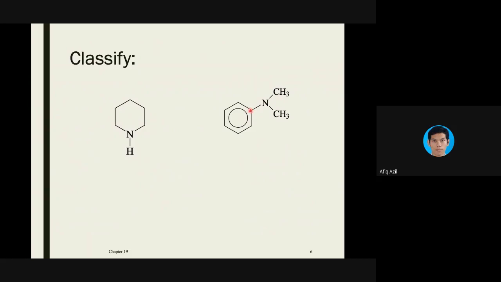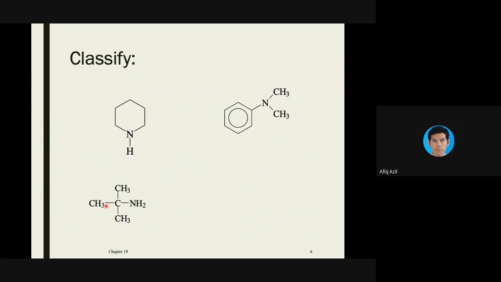But what about this one? This also corresponds to another carbon that comes from the benzene ring. So this nitrogen is bonded to three other carbons. So it will make it a tertiary amine. Okay, so this one is secondary. This one is tertiary amine.